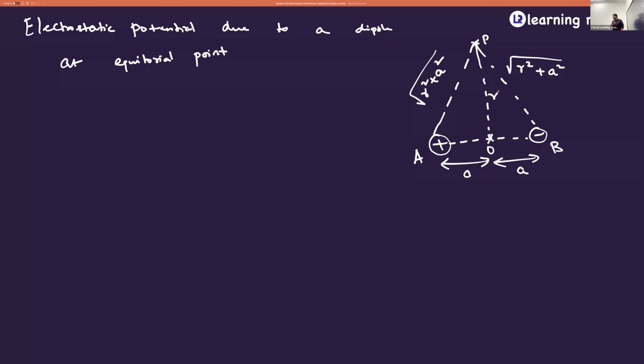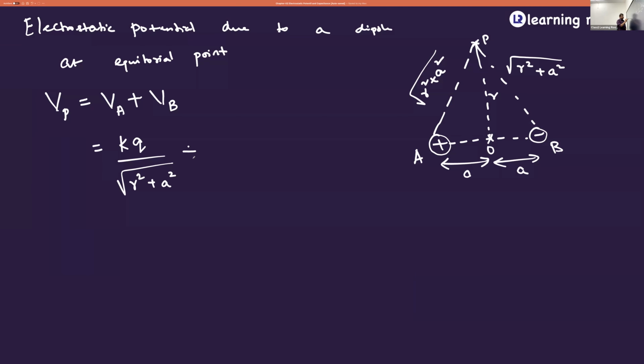We know that the distance to any point is measured from the center of the dipole, right? So potential at point P is again going to be the potential generated due to the charge at A plus the potential due to the charge at B. So what is the potential due to the charge at A? It is going to be KQ divided by square root of R square plus A square, plus what is going to be the value of VB? It is going to be K into minus Q divided by square root of R square plus A square. If you observe, they both are equal in terms of magnitude, but opposite in terms of sign.